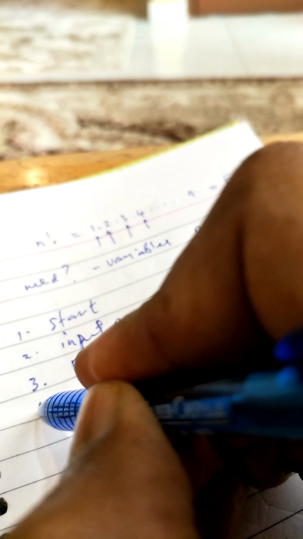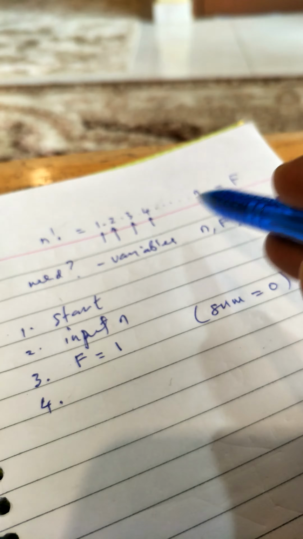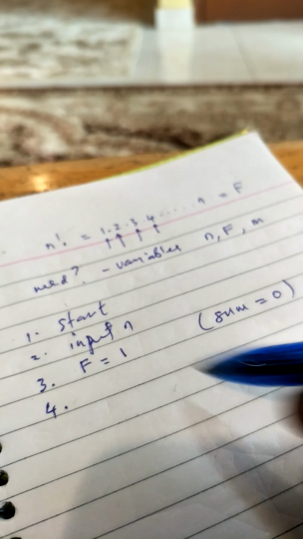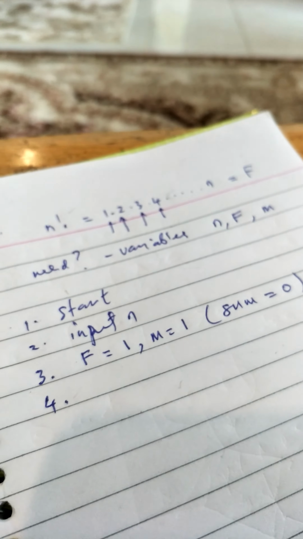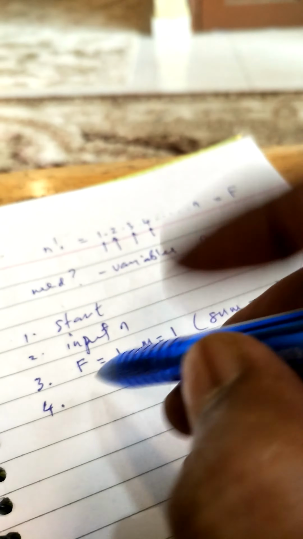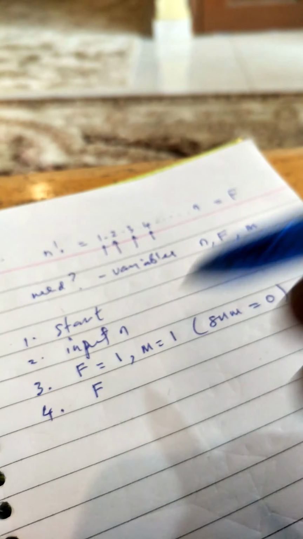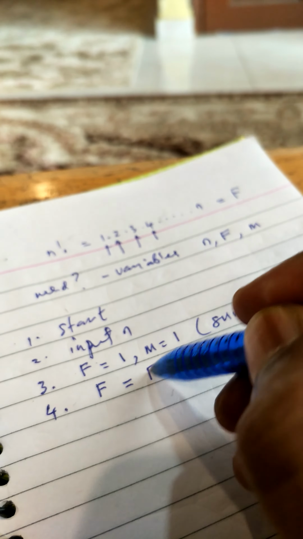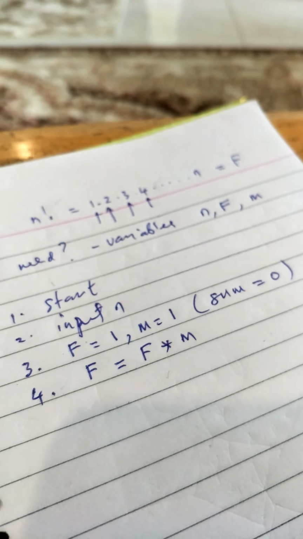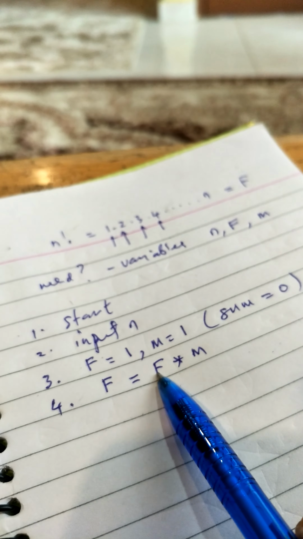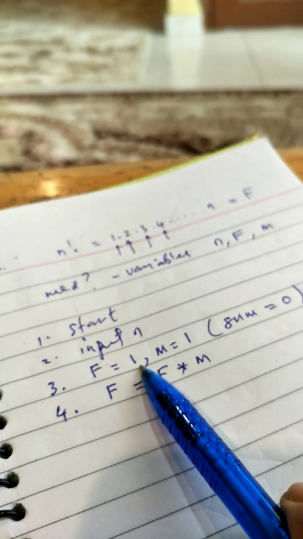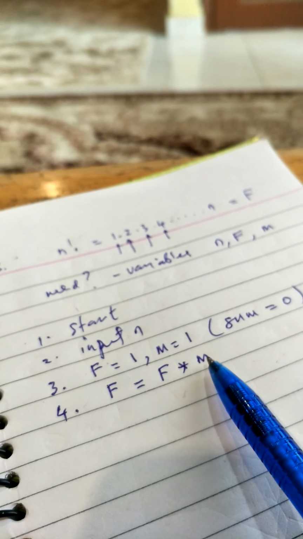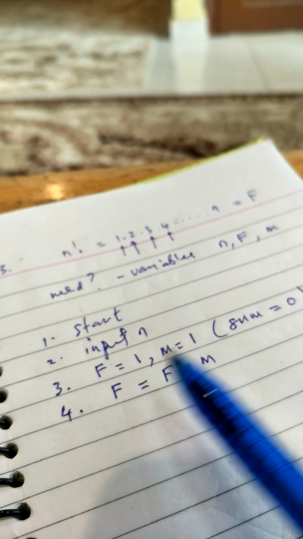So next step is 1, 2, 3, 4. And then we need a counter m as well. Initial value m equal to 1. So our f is equal to f times m. This is the old value, this is the old value. So in this case, f is 1, m is 1. So 1 times 1 is 1. So we have those things.